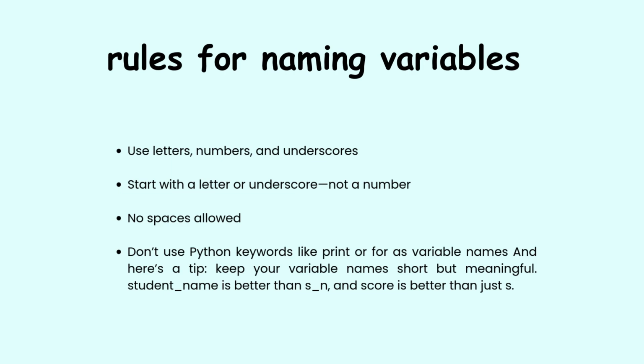Also keep your variable names short but meaningful. For example, student_name is much clearer than s_n. And score is better than just s. Good naming makes your code easier to read and understand.